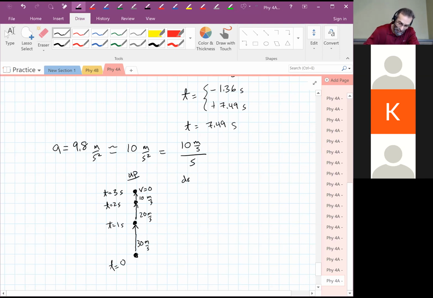Now on the way down, I'm going to end up drawing on top of myself here, so I'm just going to move the column over. We'll make another column for the way down. But really the ball goes up and it comes back down in the exact same line, right? So I'm going to redraw this. This is t equals 3. Start with that. V is 0.